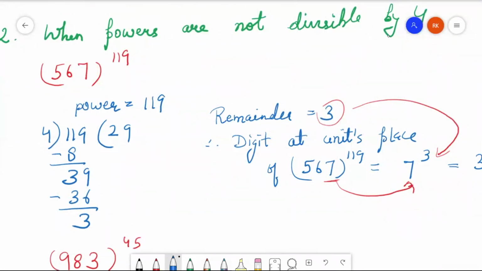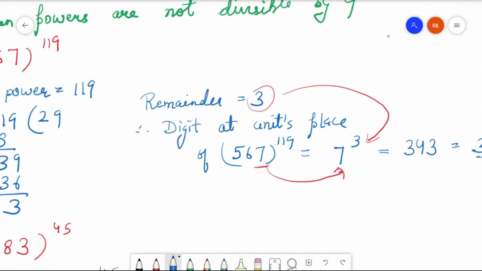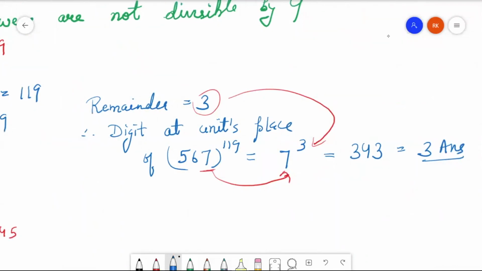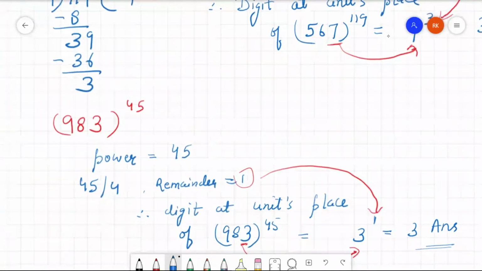So the digit at its units place will be 7 raised to the power 3. 7 is the unit place digit of the given number and 3 is the remainder. So 7 raised to the power 3 is 343. Here we are getting 3 digits. Then we have to see the unit place of this number, which is 3. So 3 is the answer.